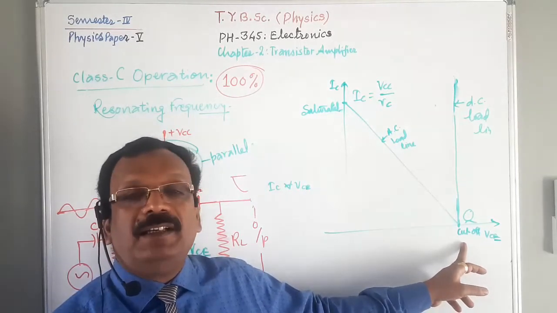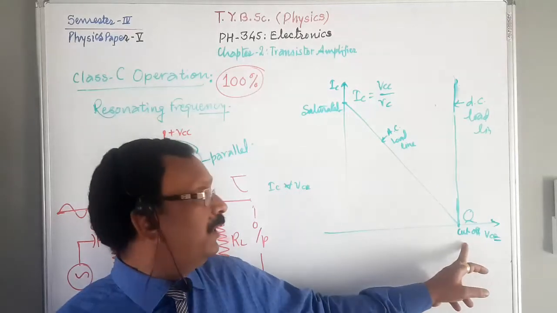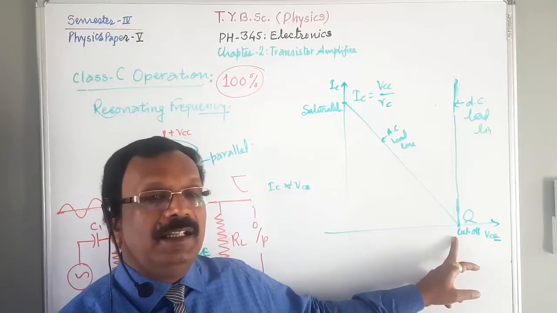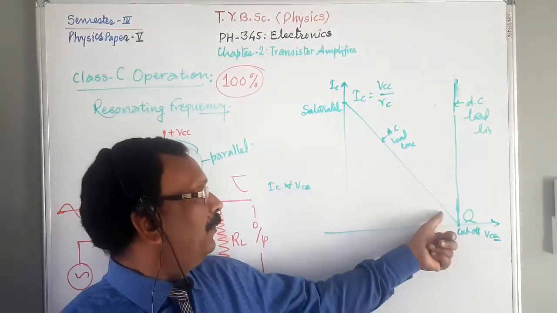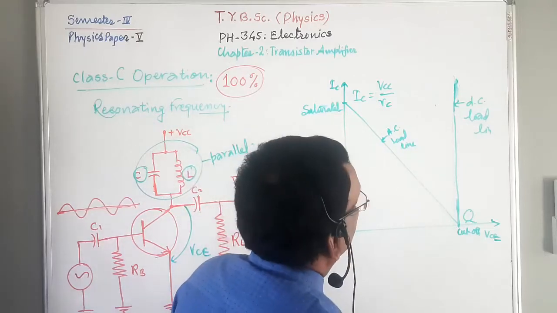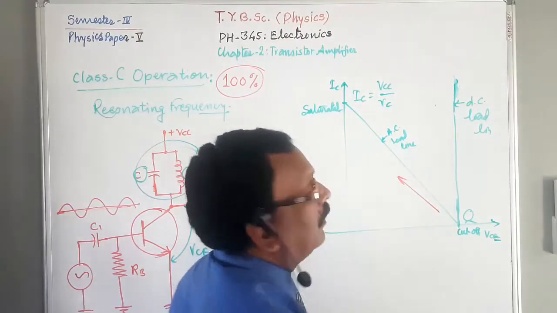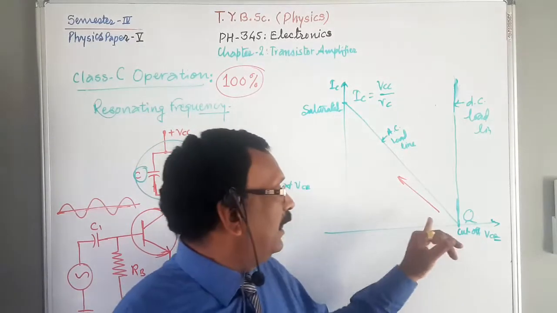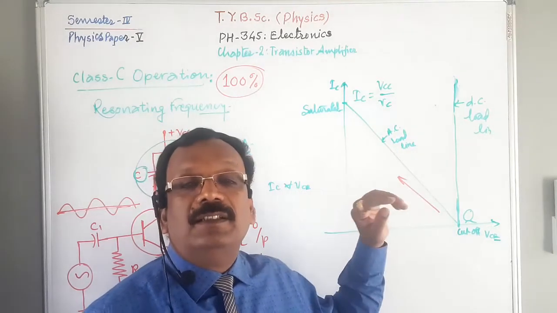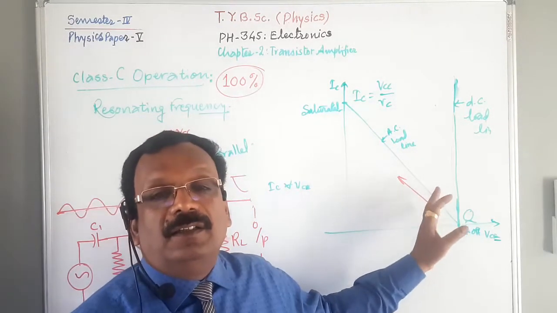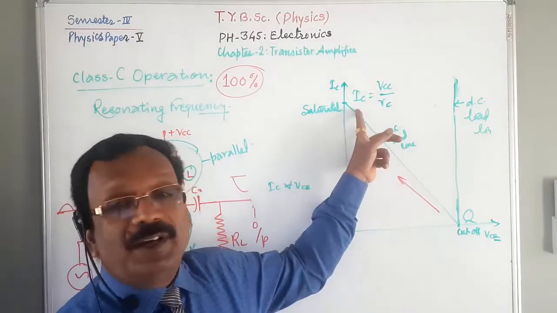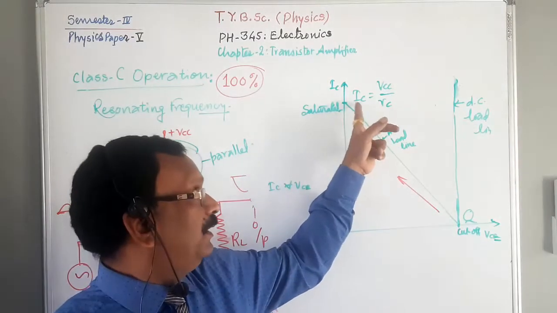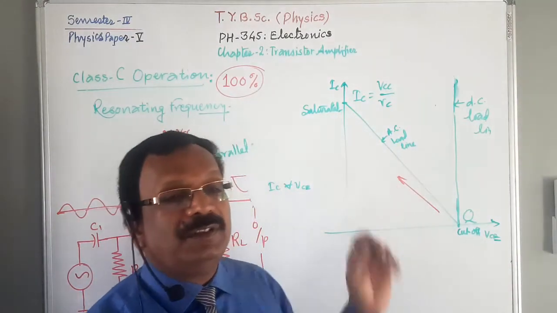When an AC signal is present, the instantaneous operating point moves up. The quiescent point moves up along the AC load line towards the saturation point. And the maximum pulse of collector current is given by VCC upon RC. This is the saturation point.